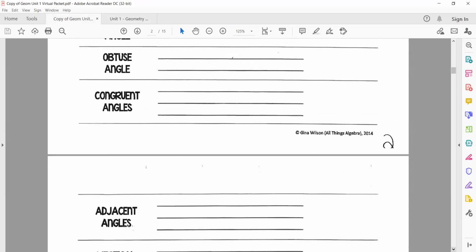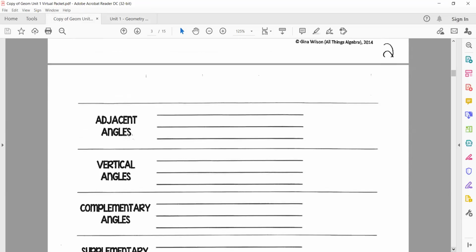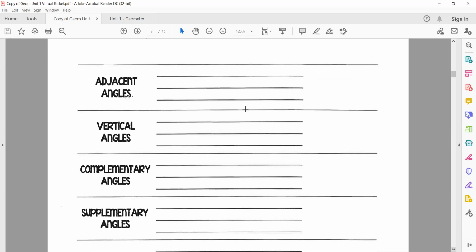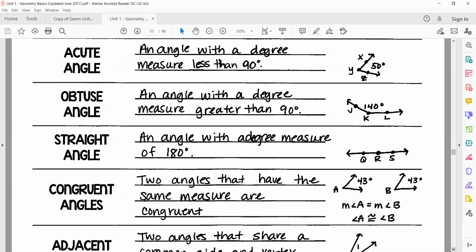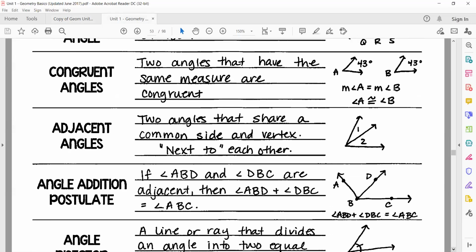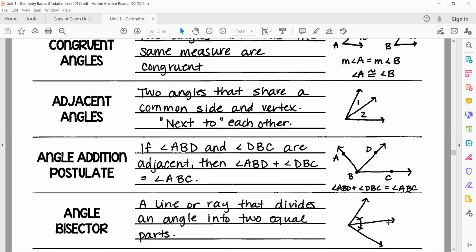Congruent angles. Adjacent angles. Two angles that share a common side and vertex. They're just next to each other. And the drawing here just shows you a couple of angles, 1 and 2. We don't have any other information. That's the other thing that you'll learn about geometry, is you really cannot assume anything.